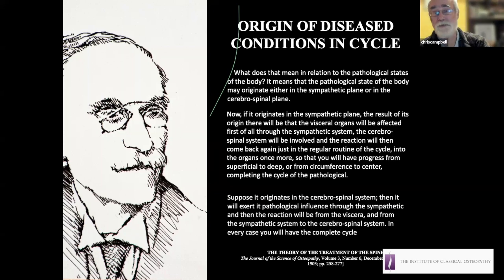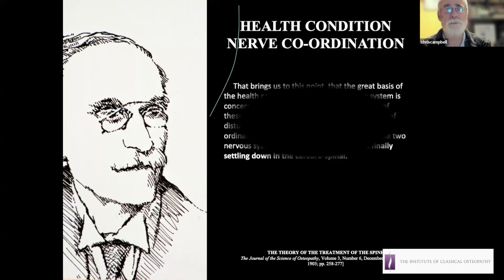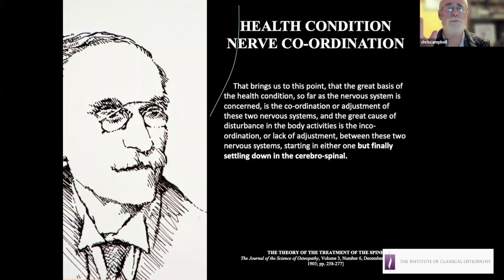If it originates in the cerebrospinal system, it'll exert pathological influence onto the sympathetic, and then that will react back into the viscera, and from that back into the cerebrospinal. In every case, you have this cycle going on, either being kept in a superficial cycle or cycling deeper with each cycle that it goes through. And if you just apply a sharp change to it, you've disrupted that cycle, and then the body has to find a new one.